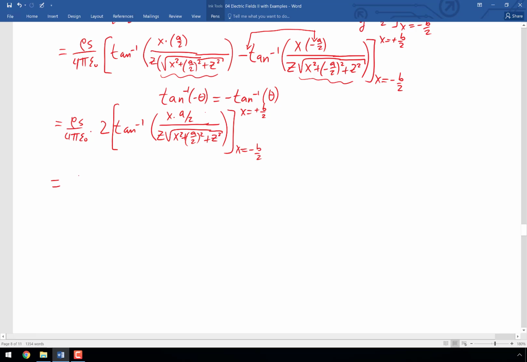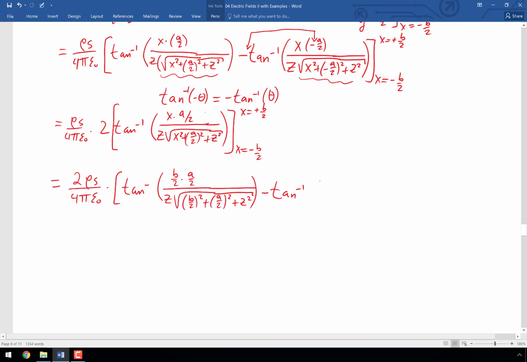It's going pretty slow. So I have 2 rho sub s over 4 pi epsilon 0 times the arctangent of b over 2 times a over 2 divided by z times the square root of b over 2 squared plus a over 2 squared plus z squared, minus the arctangent of negative b over 2 times a over 2 divided by z times the square root of negative b over 2, the quantity squared, plus a over 2 squared plus z squared. Again, I'm going to take this minus sign and move it out in front and cancel that minus sign.